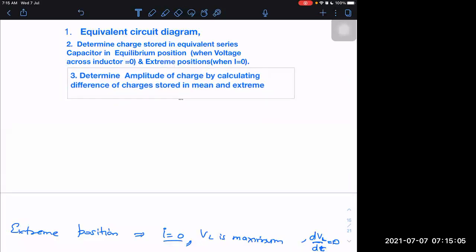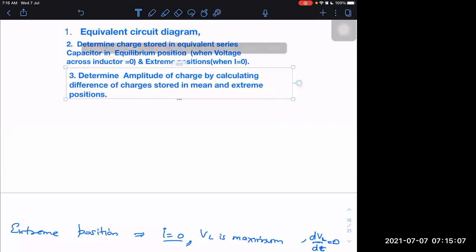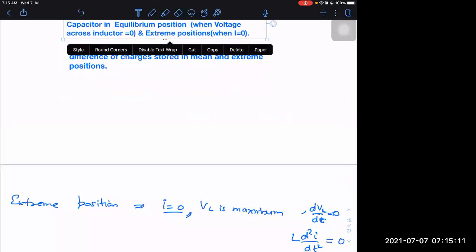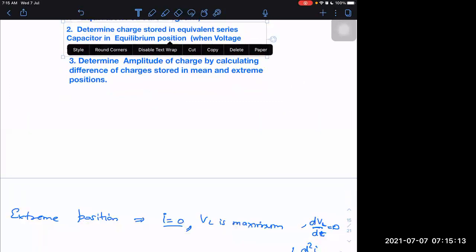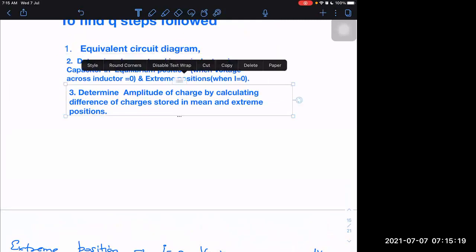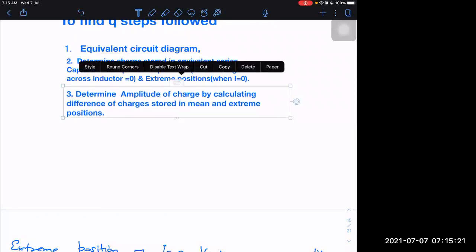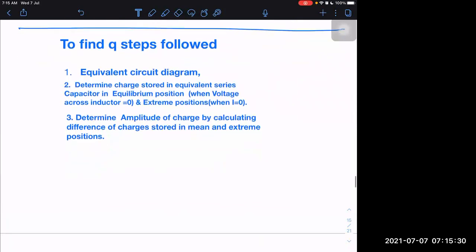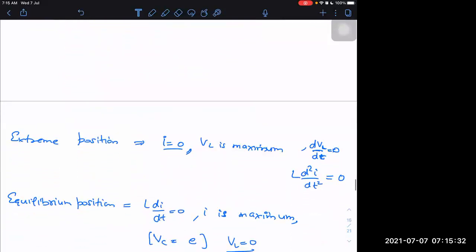And why is this voltage zero across the inductor? Voltage is zero because EMF is zero. EMF zero means equilibrium. Remember from force: force zero means EMF zero. But across which? EMF only across the inductor should be zero. In the whole circuit it may not be zero, but across the inductor it should be zero. Keep these ideas in mind. So these are the steps involved for determining Q.